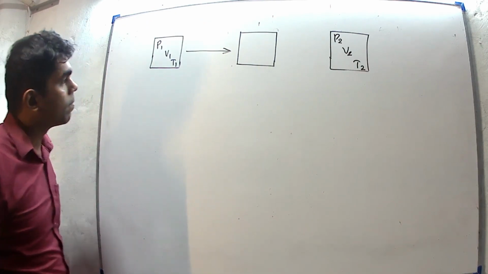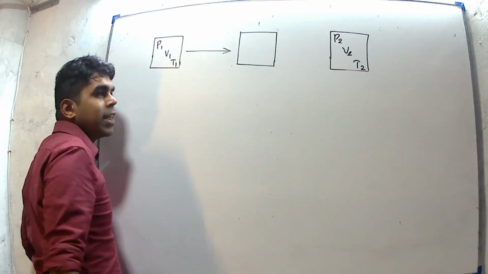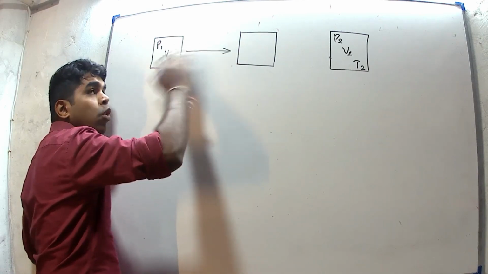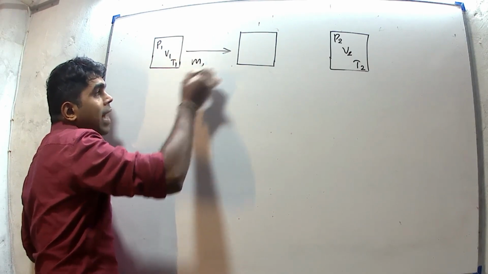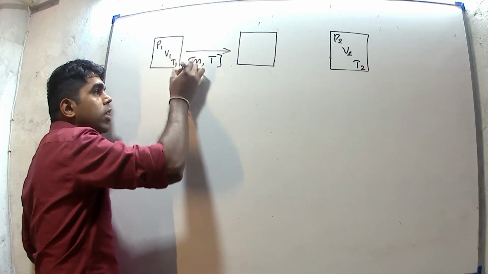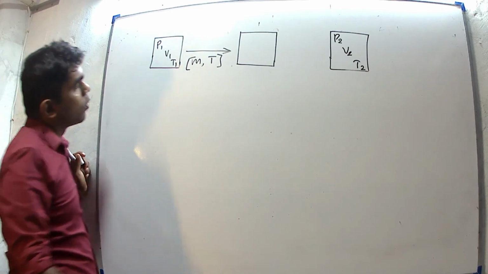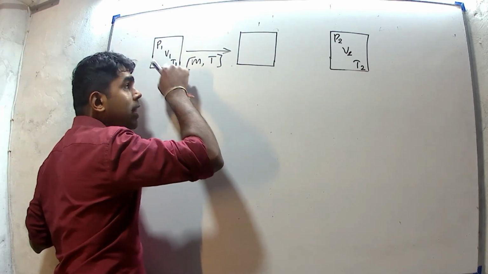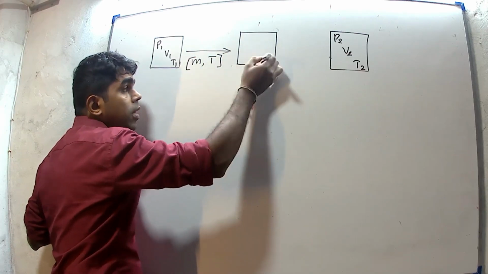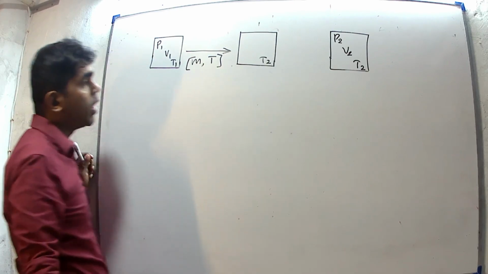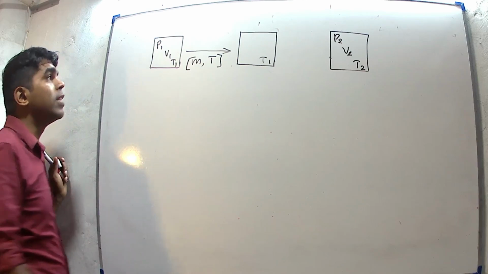I will use Boyle's law for this situation. To use Boyle's law, we know that mass and temperature should be constant. Then the temperature of this intermediate system should be T1, the same temperature, to use Boyle's law.